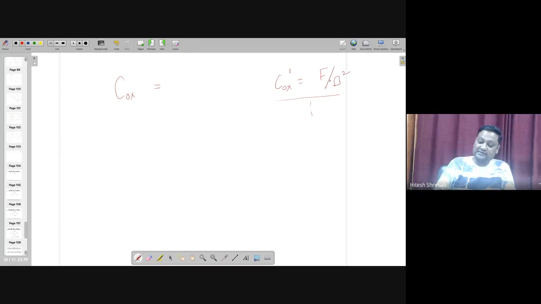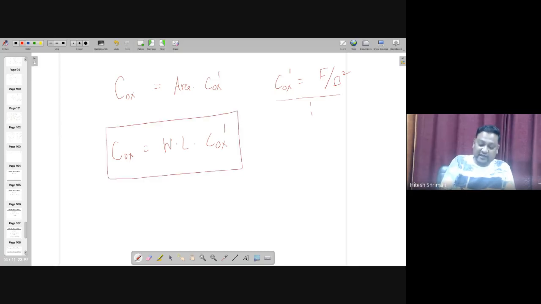So by looking at this, if I want to find out the COX, actually it's area times COX prime. Notably, the area is W times L. So this COX is nothing but W times L times COX prime. So do not get confused with that one. And whenever you want to have the capacitance, you have to multiply with the area. Otherwise, you will get the wrong answer, or it will be a different capacitance whose unit is farad per area.